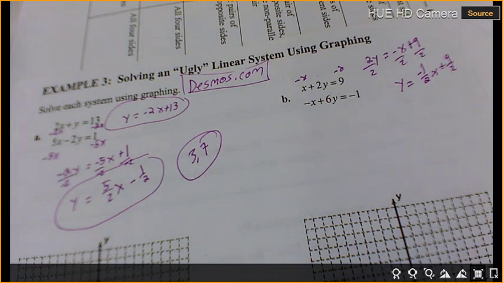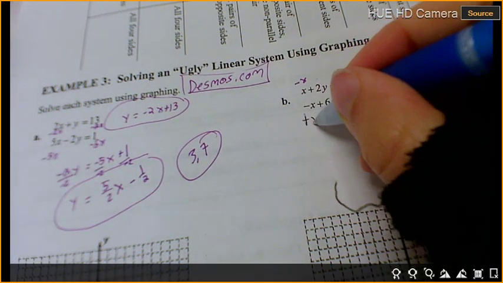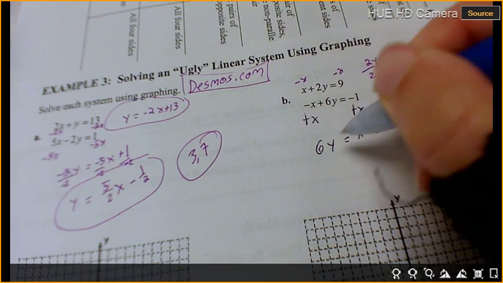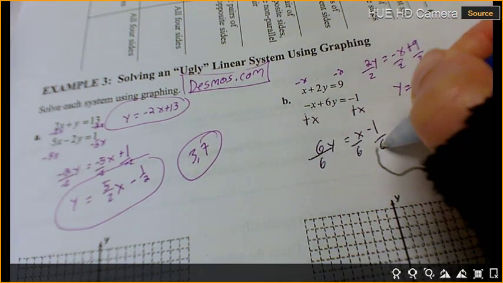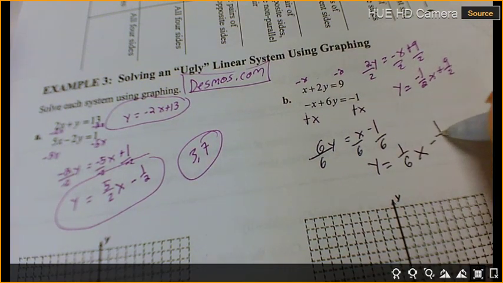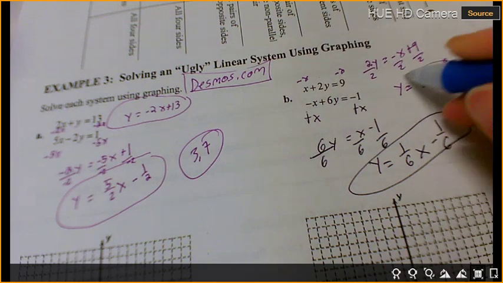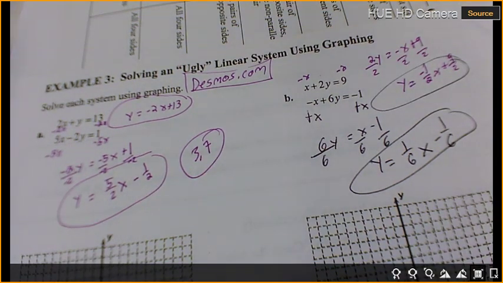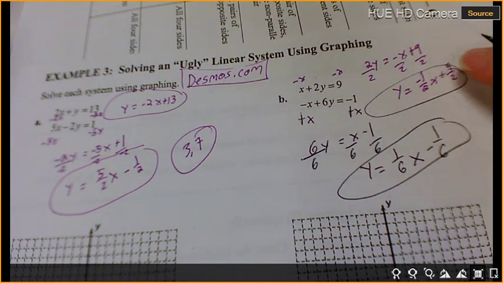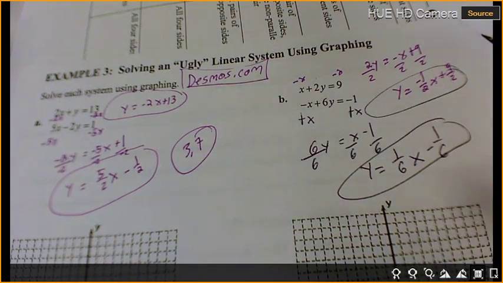You keep the variable on the other side, you just get rid of y. Yep. I'm going to add x for this one on both sides, and I get 6y equals x minus 1. Divide everything by 6. Y equals 1/6 x minus 1/6. So these are the two that I'm going to put into my calculator to see what their answers are. So we've got y equals negative 1/2 x plus 9/2, and y equals 1/6 x minus 1/6.